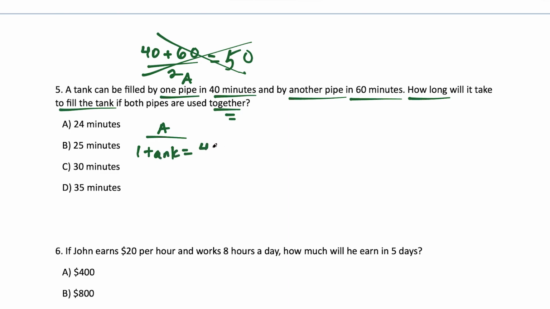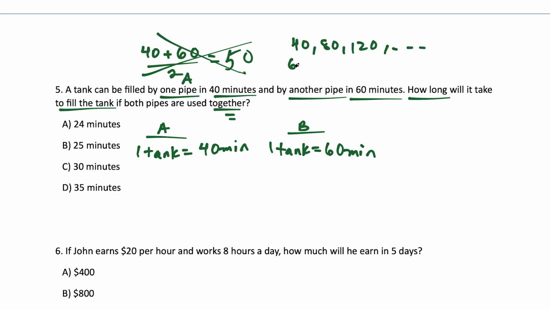We have one tank being filled in 40 minutes using pipe A. Pipe B would fill one tank in 60 minutes. So the idea behind this question, or what I like to do, is get the times to match up. So I'm noticing here that if I were to count by 40s, I would get 40, 80, 120, and then 160 and so on. And if I count by 60s, I get 60, 120, 180, and so on.